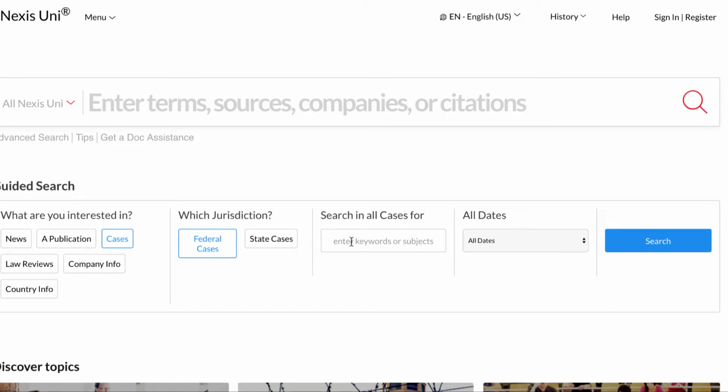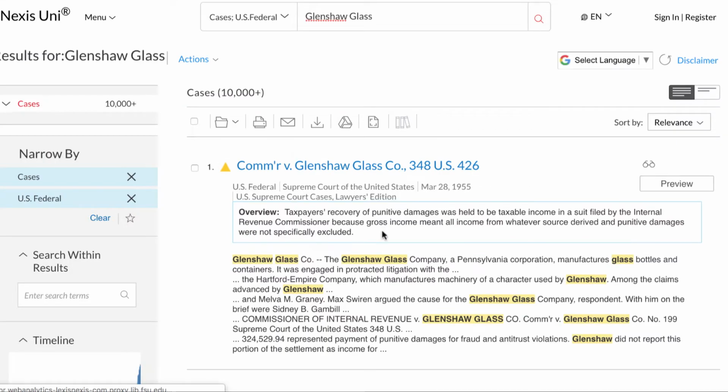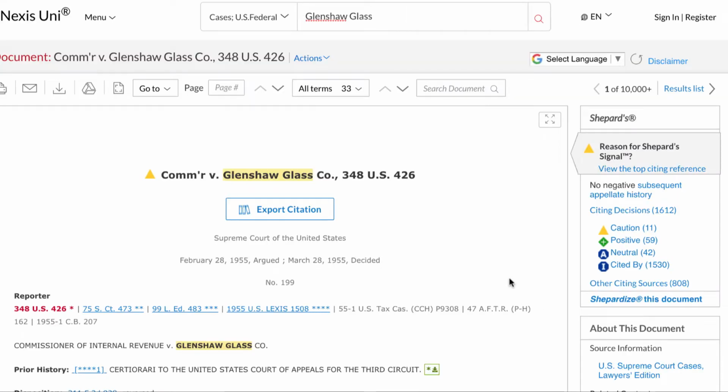If you pull up a case, I'm just going to pull up a famous tax case called Glenshaw Glass. If we search for it, the first case that comes up is the Supreme Court Glenshaw Glass decision. What you're going to notice is that on the right side, we have this Shepardizing. You're able to Shepardize. Shepardizing deals with citators, and it's viewed as probably the most popular of all the different citator services. So that's probably one of the big benefits of Lexis. I just want to bring that to your attention. But these are really the five different types of tax databases.